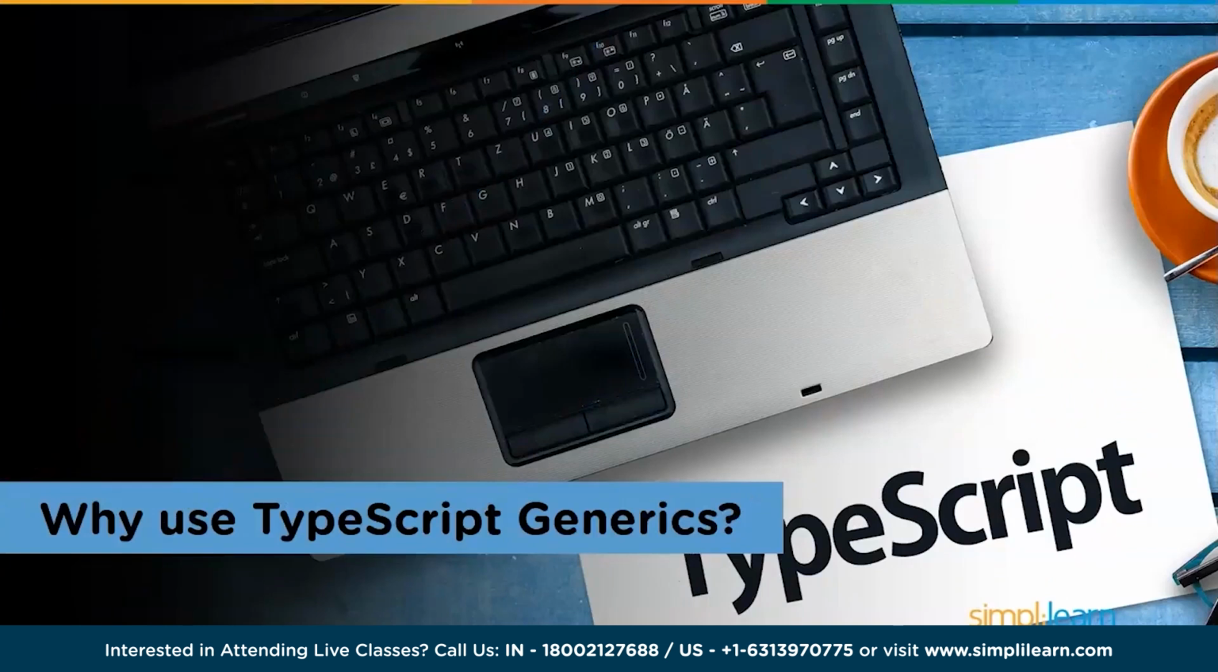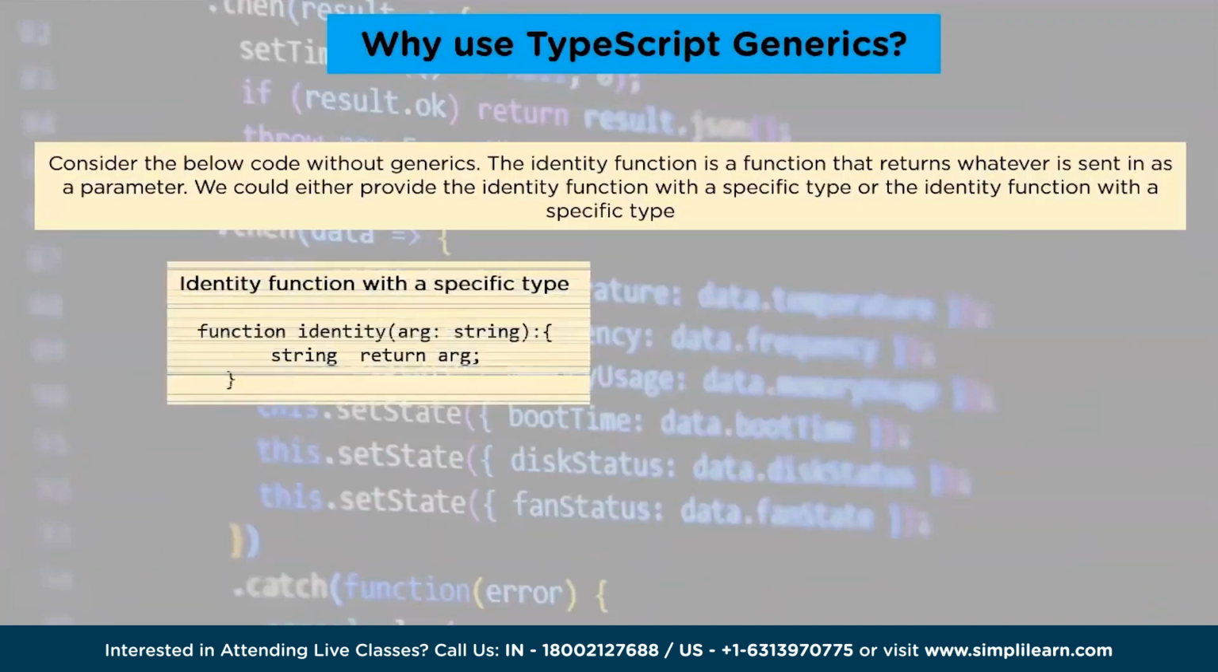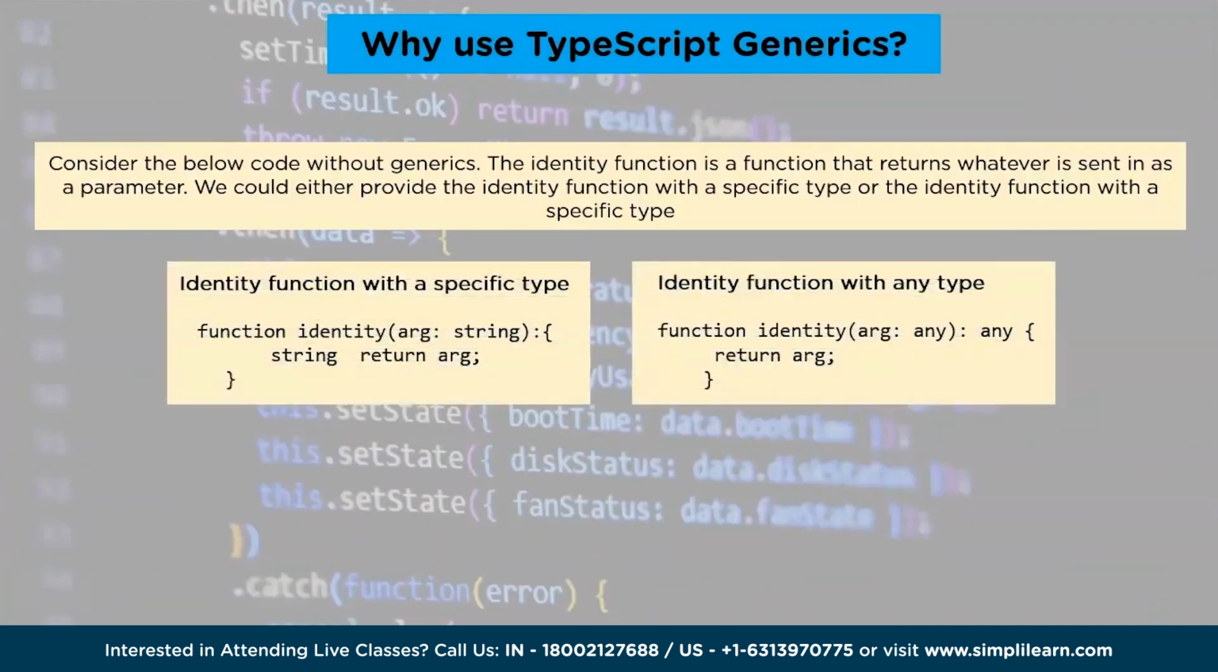Why use TypeScript generics? Consider the below code without generics. The identity function is a function that returns whatever is sent in as a parameter. We could either provide the identity function with a specific type or with the any type. While the use of any is generic, when we use any, the function accepts any kind for the type of argument. As a result, when the function returns, we lose information about what the type was. The only information we have is that any type could be returned if we pass in a string.